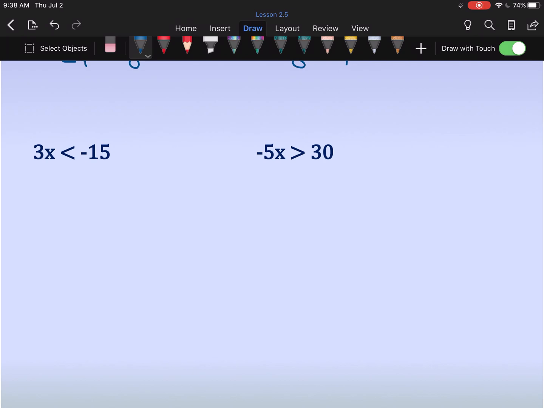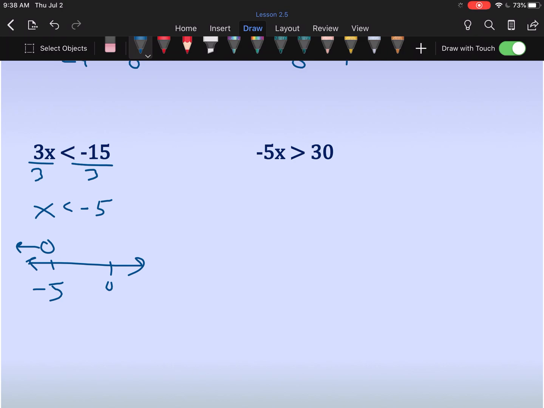3 times x is less than negative 15. So I'll divide both sides by 3. X is less than. 15 divided by 3 is 5. Negative divided by a positive is negative, different signs. So we throw down 0 and negative 5, put a circle over negative 5, arrow to the left.